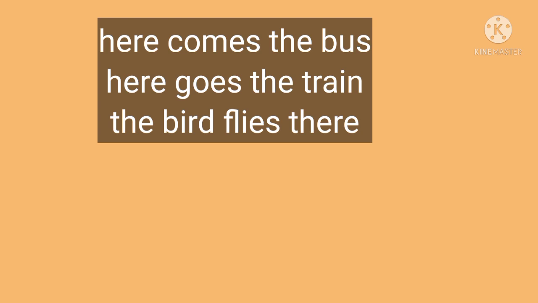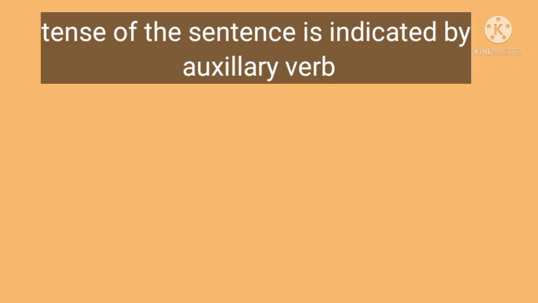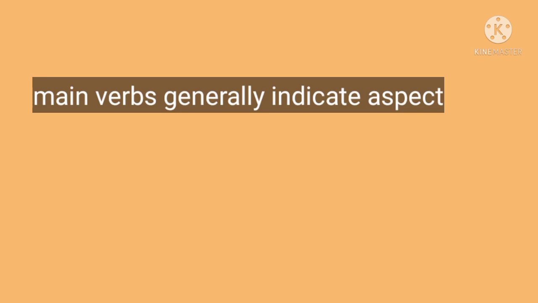It's very important to remember that the tense of the sentence in maximum cases is indicated by the auxiliary verb and not by the main verb. Main verb generally indicates the aspect. In English, we have different types of sentences like affirmative, negative, interrogative, negative interrogative, and question tags. Generally, we do not use a regular auxiliary verb to indicate the tense only in affirmative sentences. In all other sentences, we use an auxiliary verb to indicate the tense of the sentence.